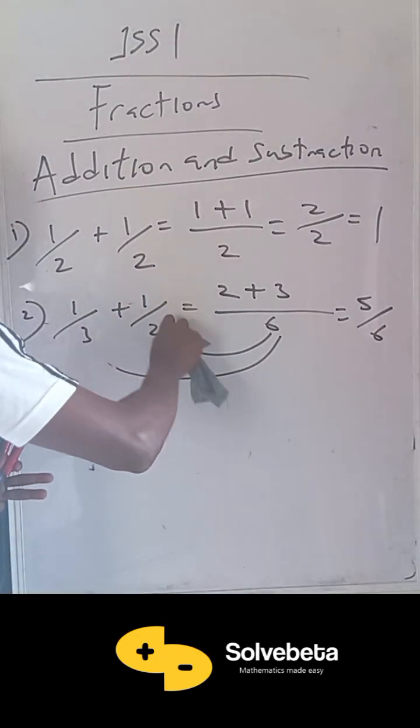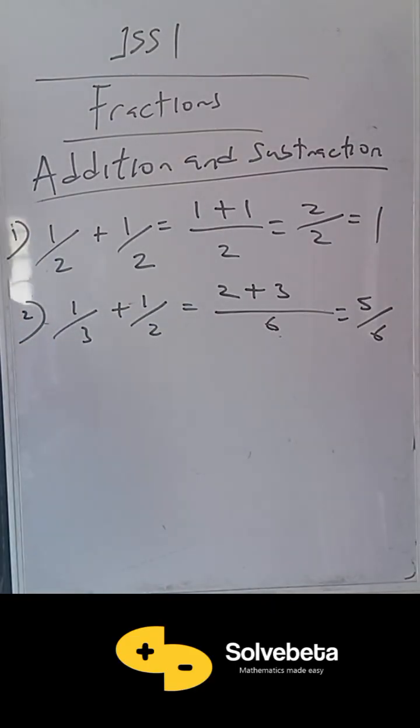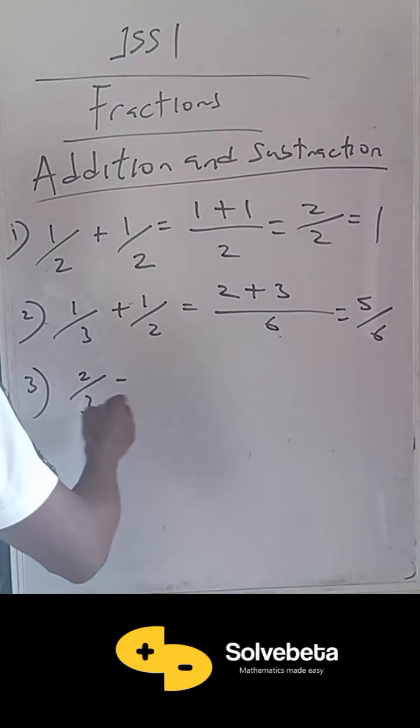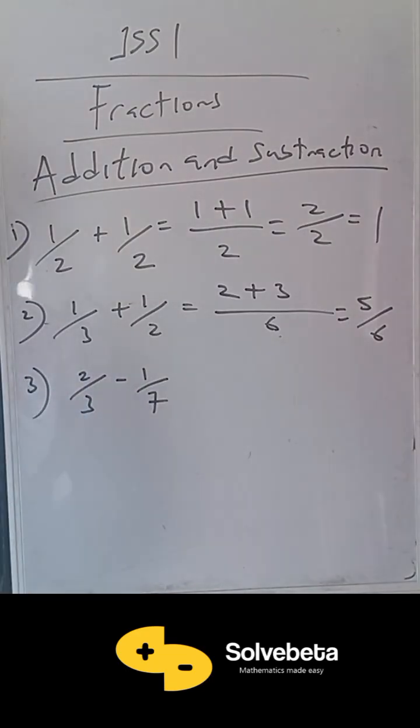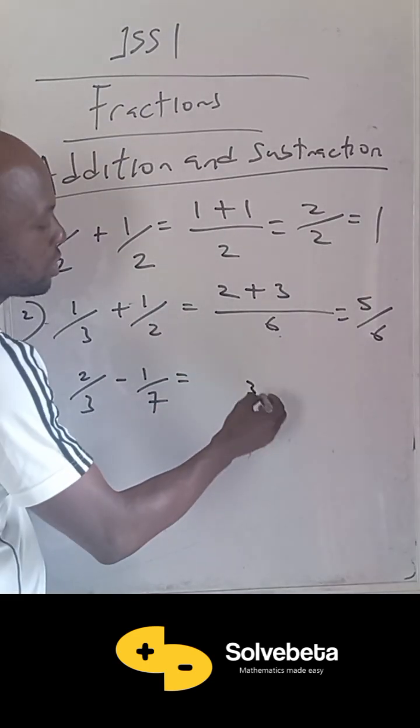You see that knowledge of the LCM is very, very important when dealing with fractions. So now let's take it higher up. Two over 3 minus 1 over 7. This is a subtraction. We need the LCM of 3 and 7. So let's go.